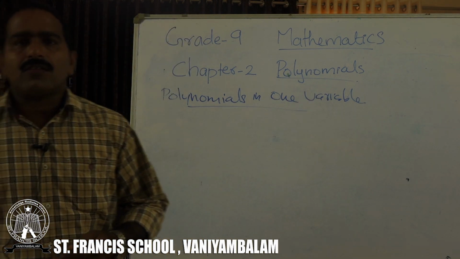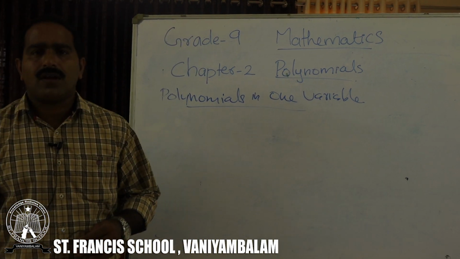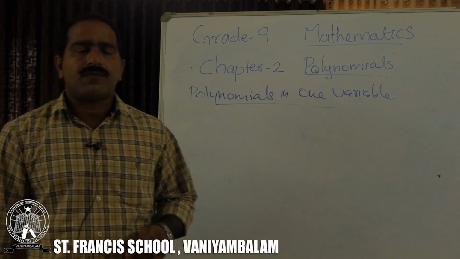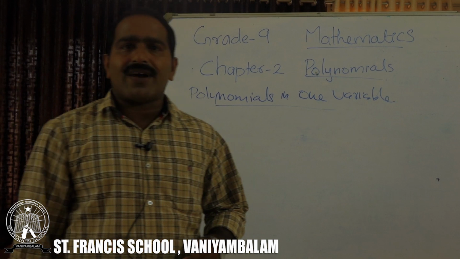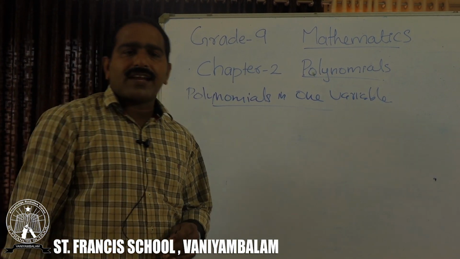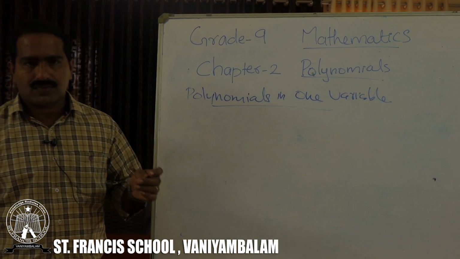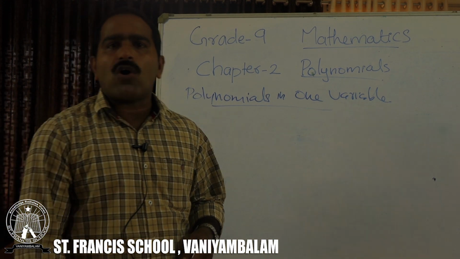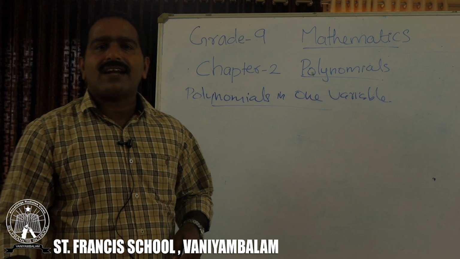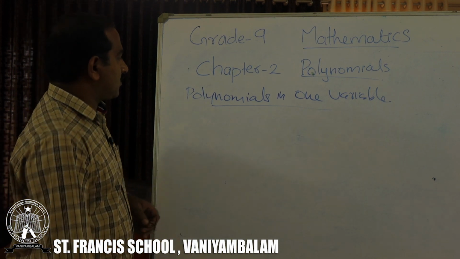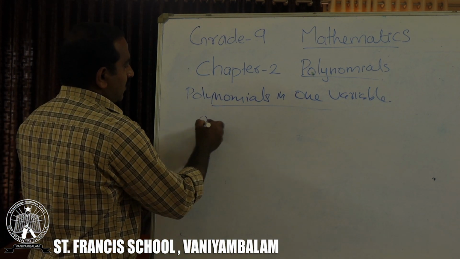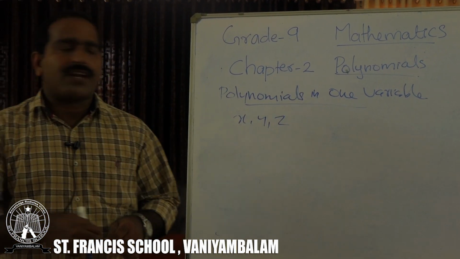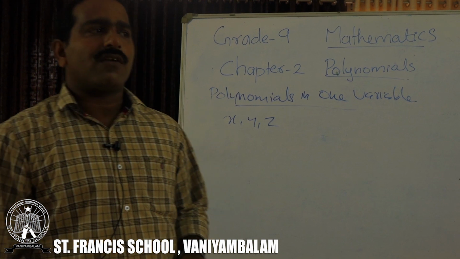Polynomials in one variable. So first of all, what is a variable? A variable is denoted by a symbol, and we can give any value to this variable. Once again, a variable is denoted by a symbol that can take any real value. Examples are the letters x, y, z, etc. We can use these letters to denote variables.